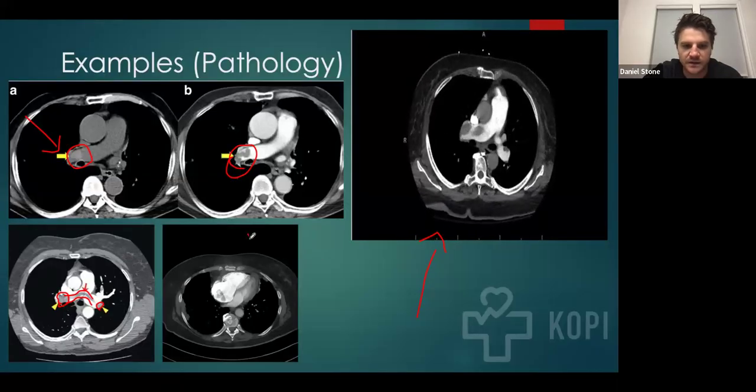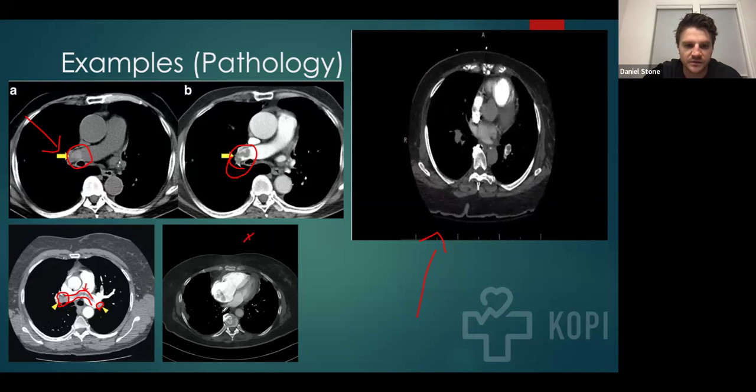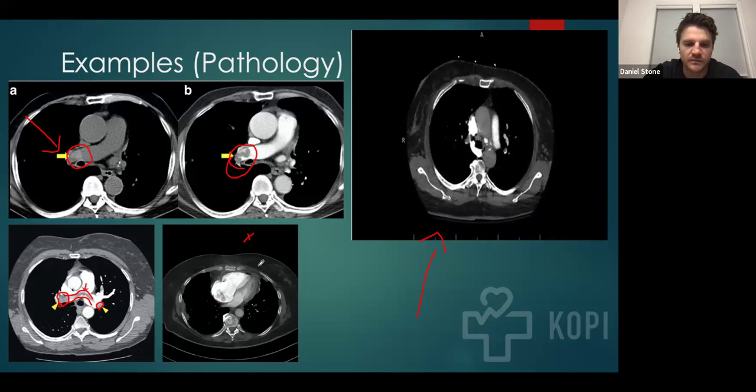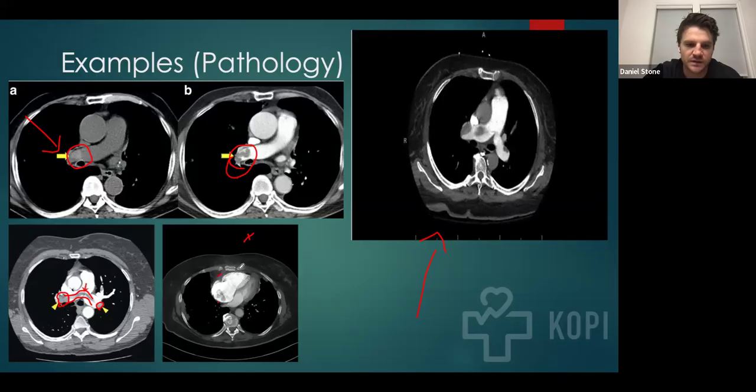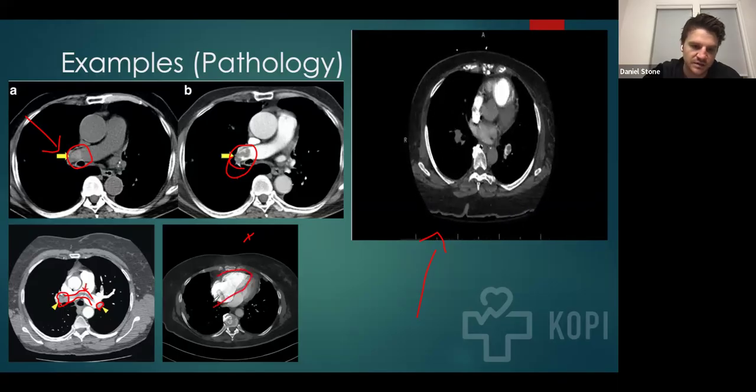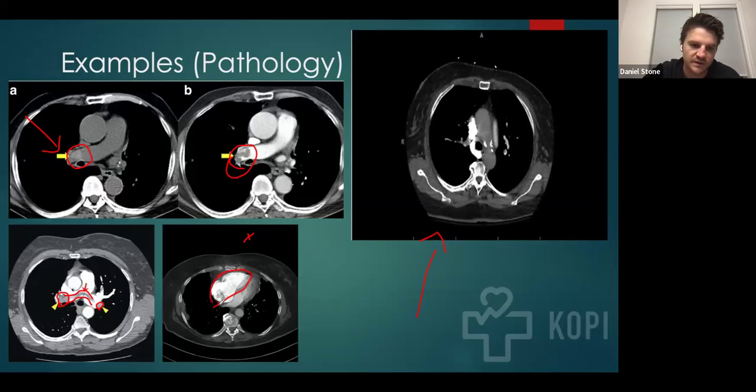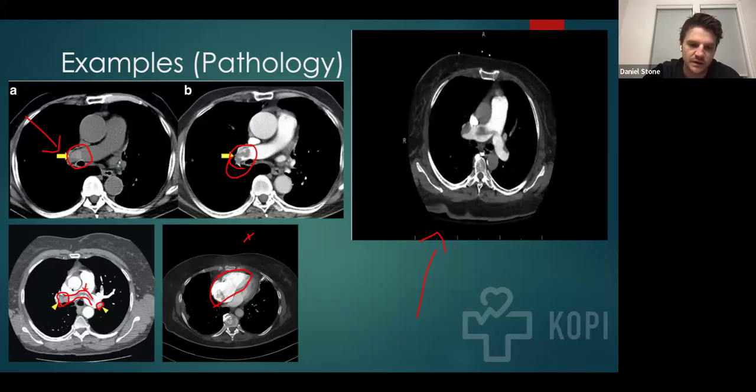This last picture down here is basically a good example of what right heart strain looks like. The right ventricle obviously sits more anteriorly in the chest and should be smaller, more collapsible than the left ventricle. I know we all know that.